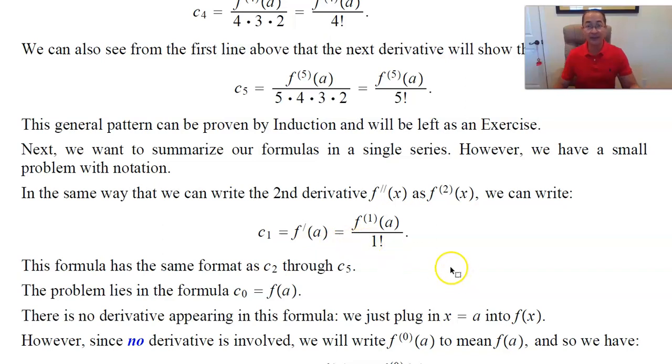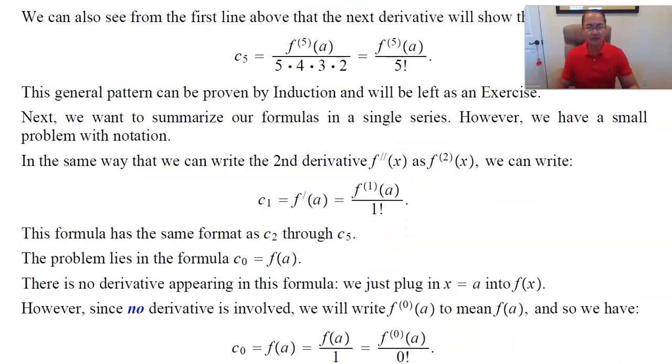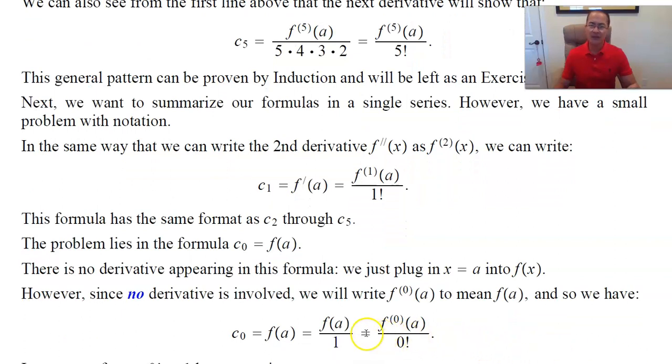Okay, so we can write that in the same pattern as the first derivative at A divided by 1 factorial. Okay, what about C sub 0? Well, C sub 0 was just f of A. So think of that also as f of A over 1. Oh, wait a minute. 0 factorial is 1. How convenient. But what about 0th derivative?